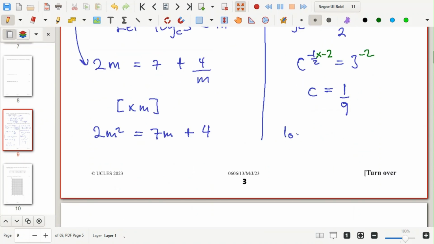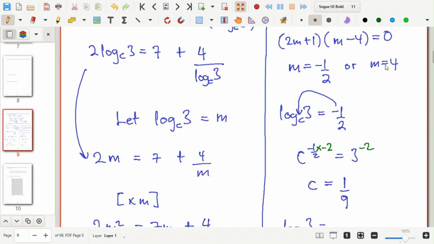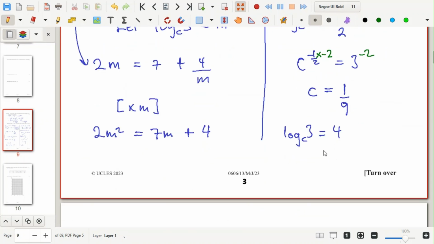Then when log 3 to the base C is equal to, what's the second answer? 4. So this is the same as C to the power 4 is equal to 3. So if I want to make C the subject, I'll multiply the power by its reciprocal.